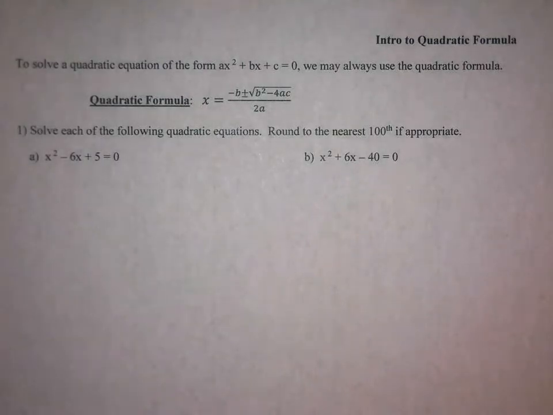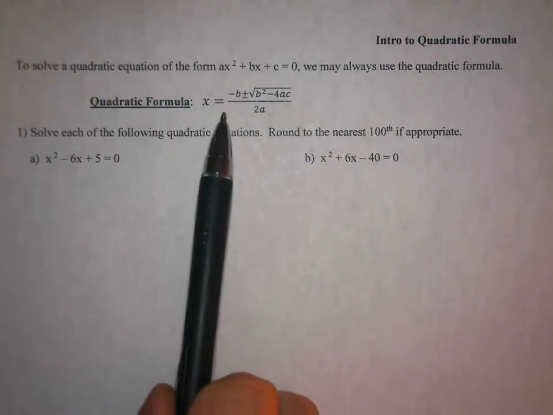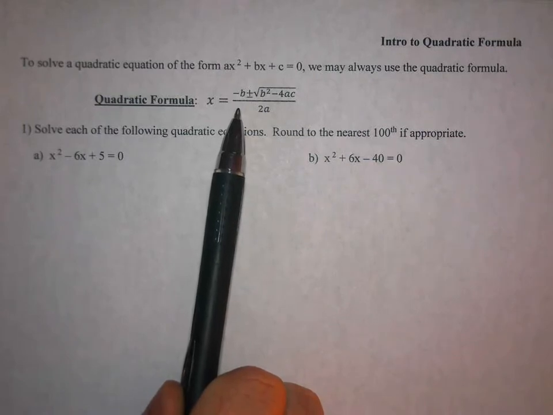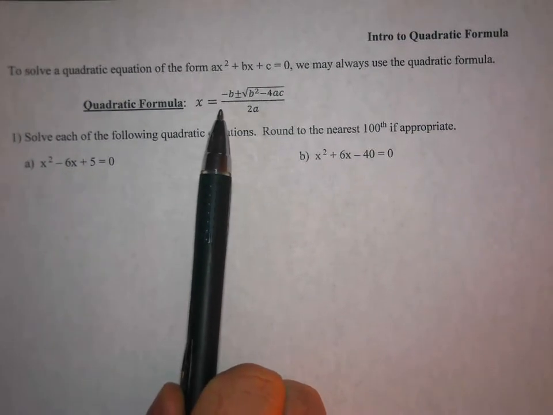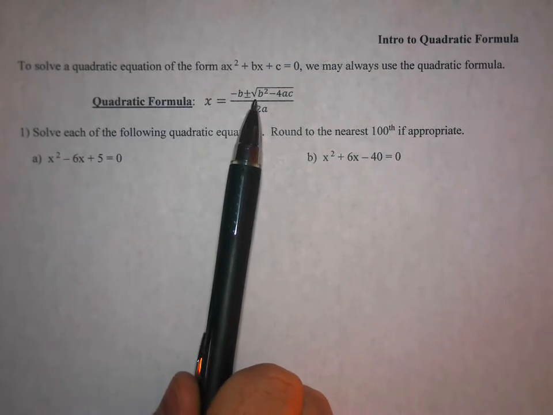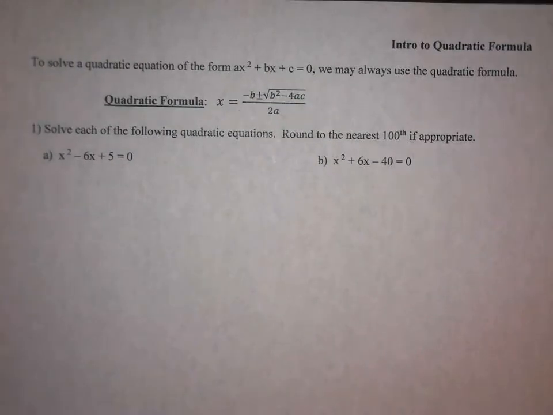So here we have an introduction to the quadratic formula. To solve a quadratic equation of the form ax squared plus bx plus c equals 0, we may always use the quadratic formula. It looks really crazy, but it's just a matter of plug and chug. Okay, just straightforward substitution. x equals negative b plus or minus the square root of b squared minus 4ac, all divided by 2a.